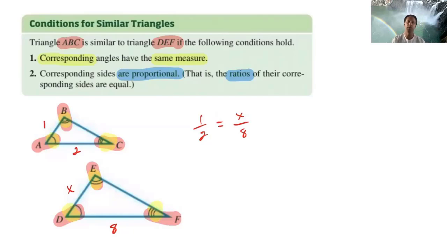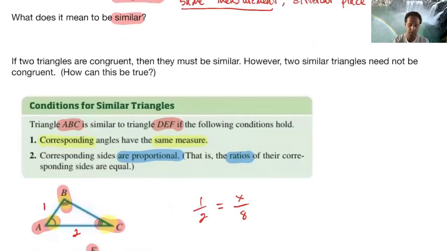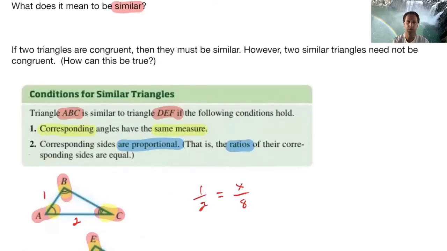Okay, so that's what it means to be similar, is that the angles do have to be the same, but the sides are actually proportionate to one another. Twice as big, 3 times as big, or 1/5 as big. Okay, so going back to that question real quick, if two triangles are congruent, meaning what's the same?